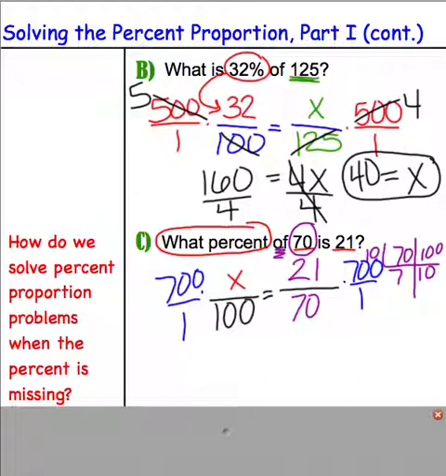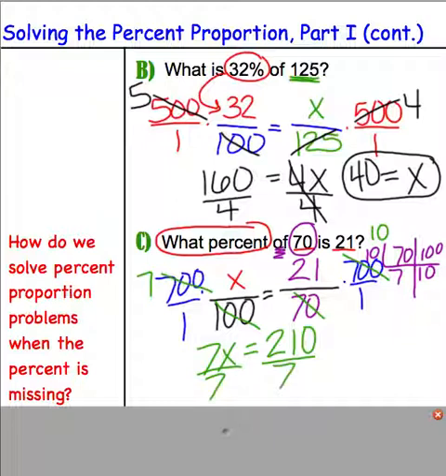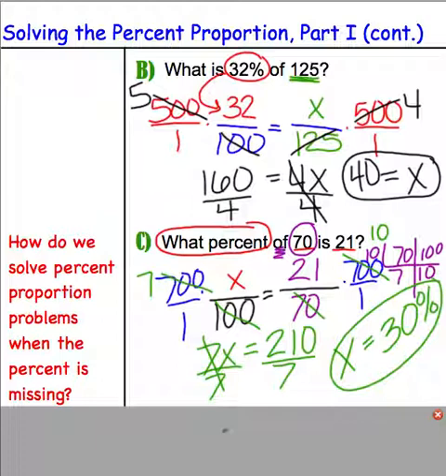When I do that, that's going to cancel the 100, leave me with 7 up top. It's going to cancel the 70, and it's going to leave me with 10 up top. So now I have 7 times x, which is 7x, and 21 times 10, which is 210. So then I divide by 7, and when I do that, the 7's cancel, leaving me with x, and 7 goes into 21 3 times, with 0 left over, and it can't go into 0 at all, so it would be 30%.